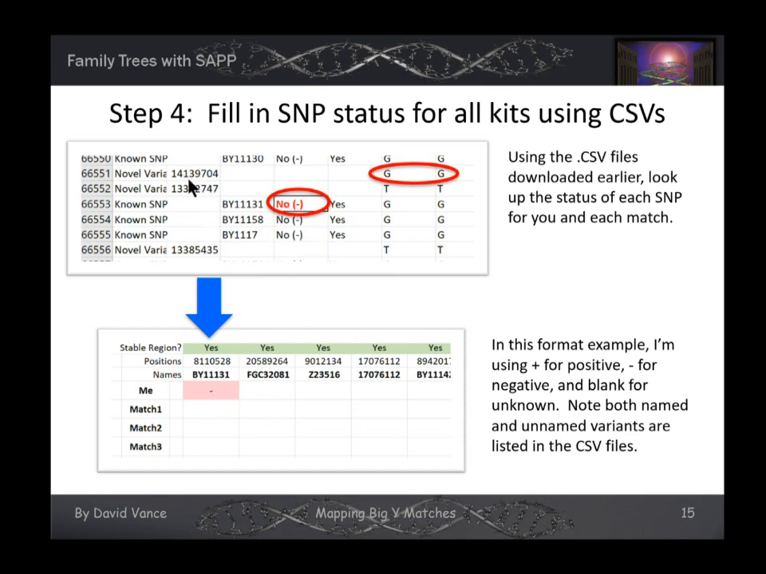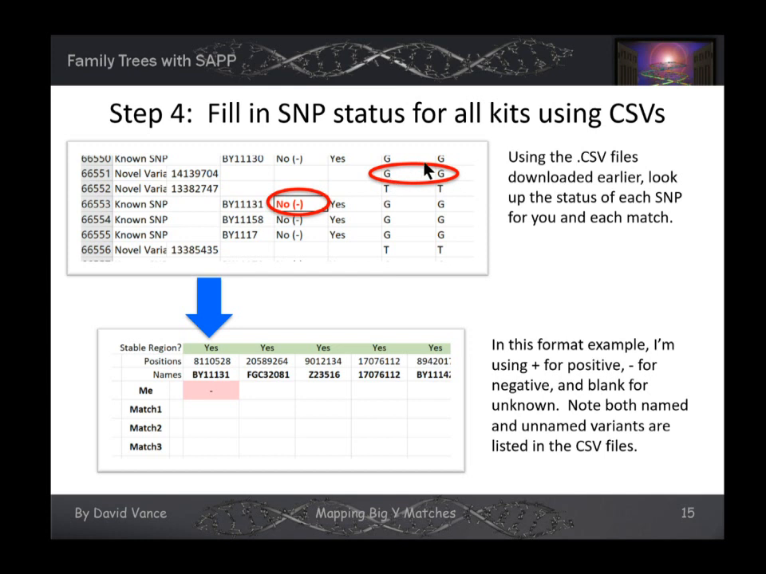Now, if you're looking up an unnamed variant in this list, they are here too. For instance, here's an unnamed variant. It says novel variant there. The format is a little bit different. It doesn't say derived or not. What it shows is the original allele value and the derived allele value. So this is ancestral, and that's the derived genotype value.